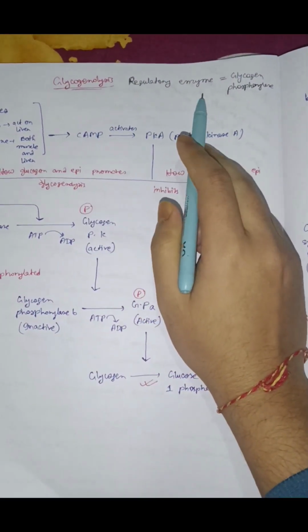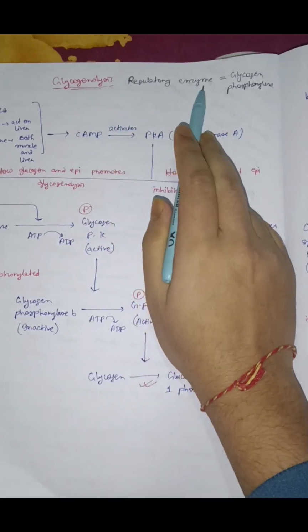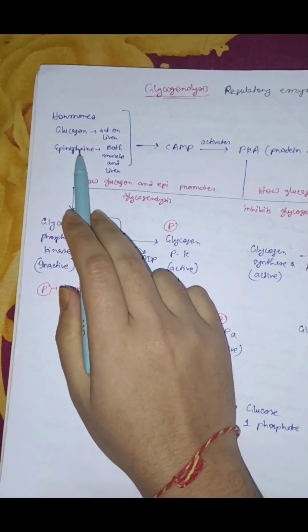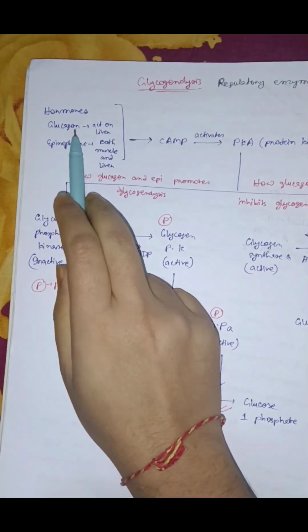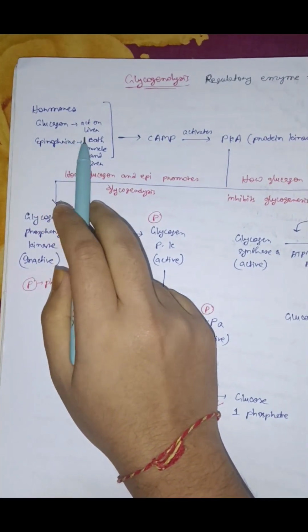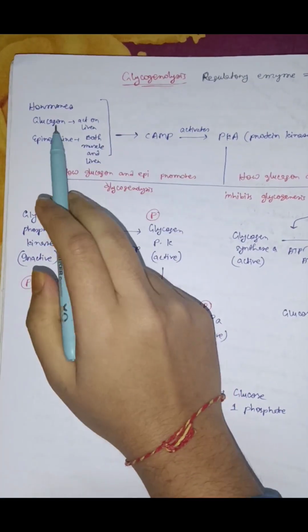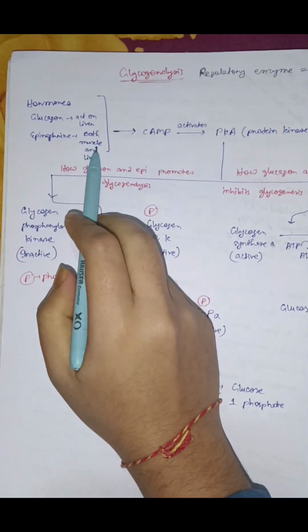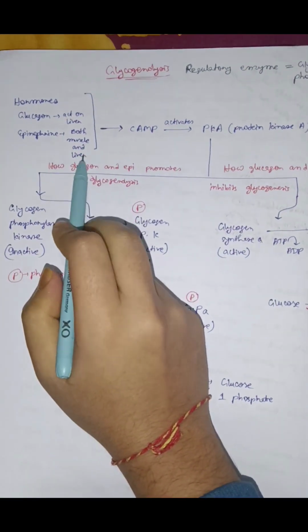The key regulatory enzyme involved in glycogenolysis is glycogen phosphorylase. Now we know there are two hormones, glucagon and epinephrine, and both are involved in promoting glycogenolysis. Glucagon acts mainly on the liver, whereas epinephrine can act both on muscle as well as in the liver.